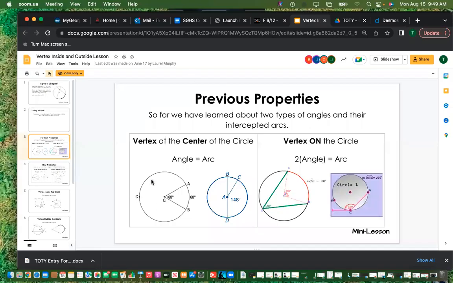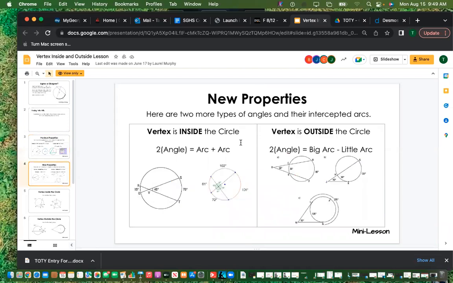So this is what we learned last week, okay? This week, this is the new stuff I would write down, okay? So the new properties, if I have a vertex inside the circle, I'm gonna do arc plus arc.